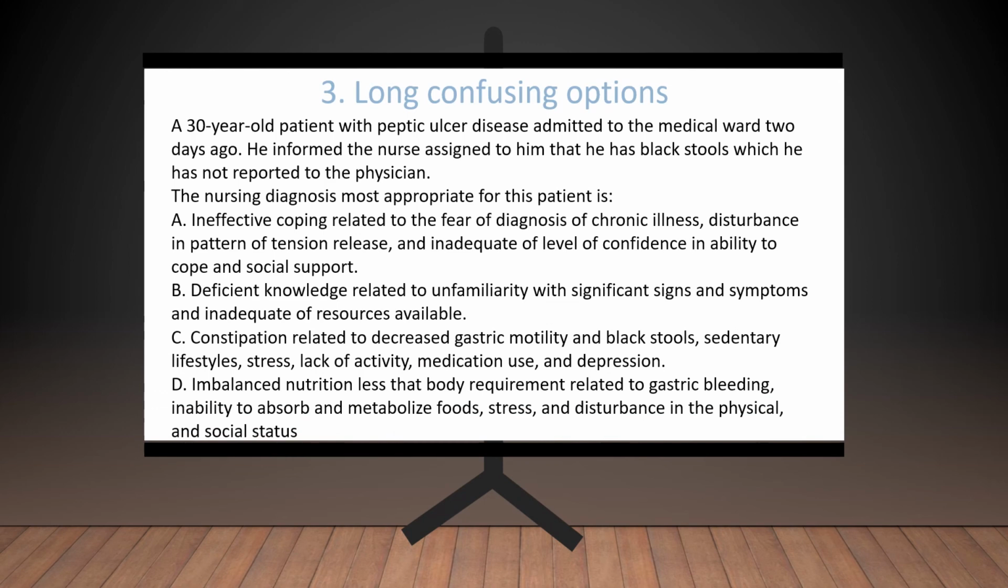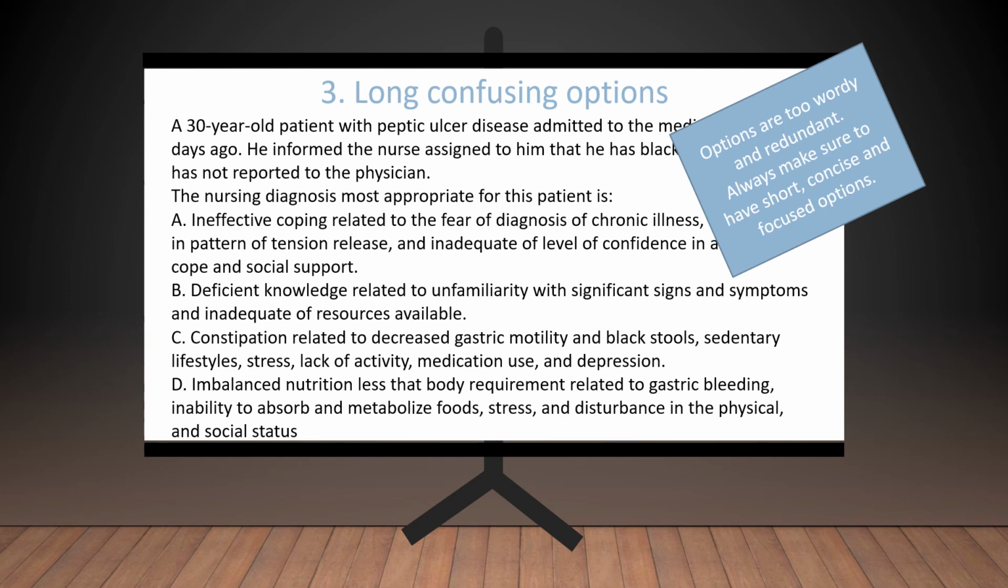Number 3. Long confusing options. In this example, options, as you can see, are too wordy and redundant. They can certainly be reduced. The problem with this is that it takes time and effort from examinees to read. It also can be very intimidating for the examinees to look at from first glance. Always make sure to have short, concise, and focused options.